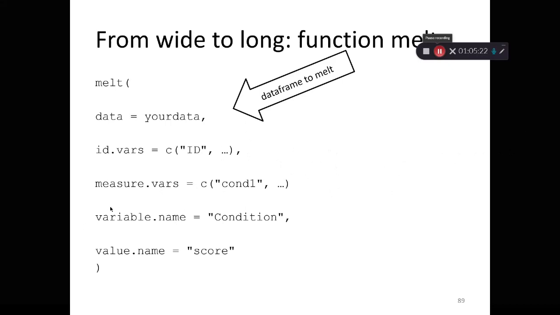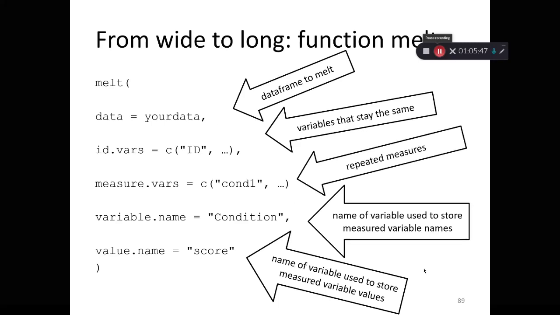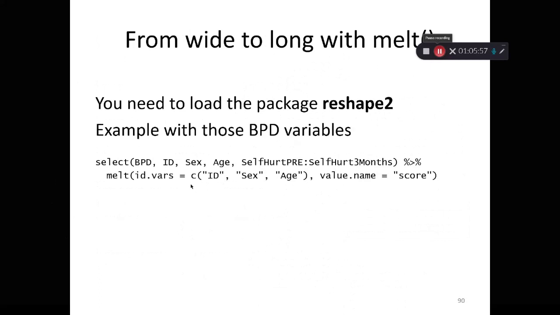Then you can give a name to the variable that will represent the different conditions. So, for example, the variable in which you will code pre, post, time 1, time 2, time 3. You can call it condition. And the value name is the name of the variable that encodes the value. So, okay, this essentially tells you the definition of each argument. It's probably easier to use melt than to explain it in theory.